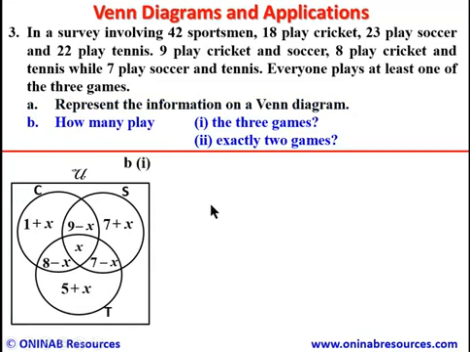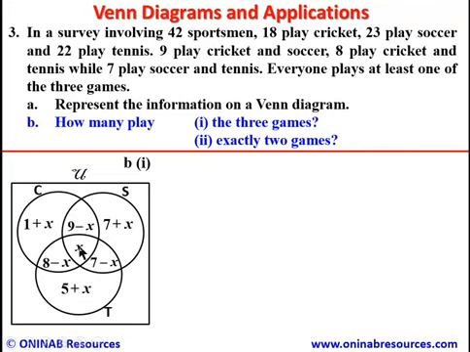So we go to problem B. For problem B, the number of sportsmen playing the 3 games. To do that, we have to find the value of x, and we should know that by the time we add all these, they make up the 42 sportsmen that are involved in the survey.